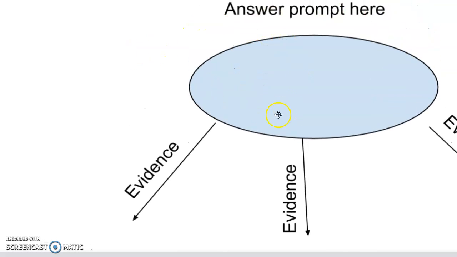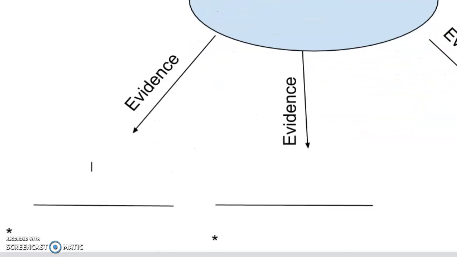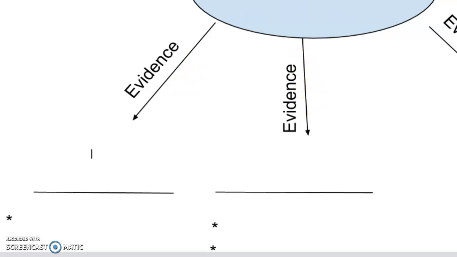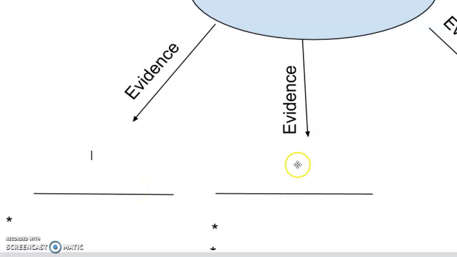So, right here, you're not going to write out your entire claim. What is the most dominant animal? Elephant. Then right here, I have 3 arrows. Usually, you need at least 3 pieces of evidence. So, you would put size right here. And then whatever your other evidence is.